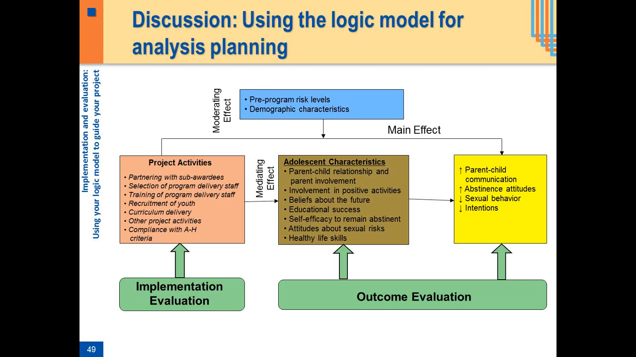They're also expecting that these results will be moderated by a few things. First, pre-program risk levels. Maybe this project expects that their program will be most effective for kids who are low risk at the beginning, and it'll be tougher to change the behavior of high-risk kids. And also demographic characteristics. For example, the program may be more effective for girls versus boys, or for kids in two-parent homes versus single-parent homes. So what sorts of questions do you think you might want to see an evaluation answer based on this project?